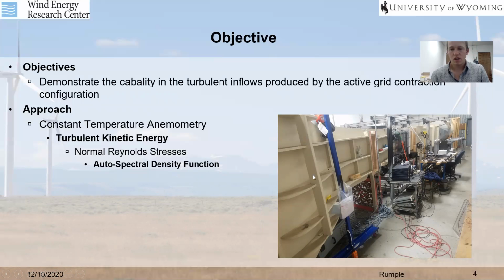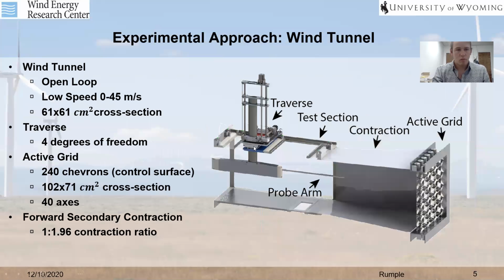I'm going to give you some orientation. This image on the right is of the open loop wind tunnel facility at UW, and you can see that this contraction leads right to the placement of the grid, and then there's a secondary contraction in the test section. This current configuration is in the laminar version of the tunnel with the grid stowed below. So the wind tunnel, again, is an open loop, low speed, 0 to 45 meters per second with a 61 by 61 centimeter squared cross section.